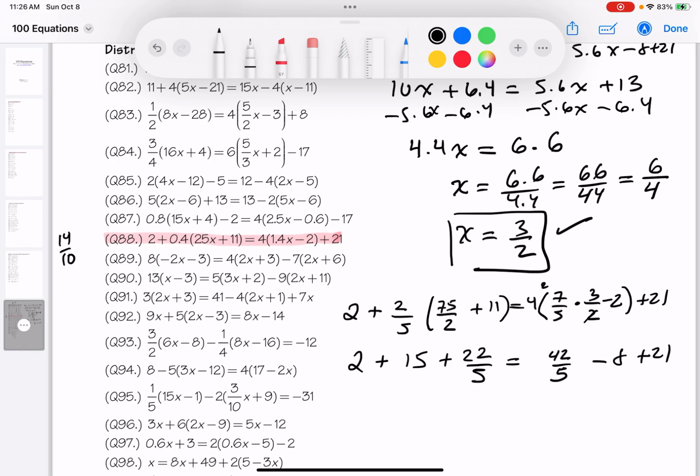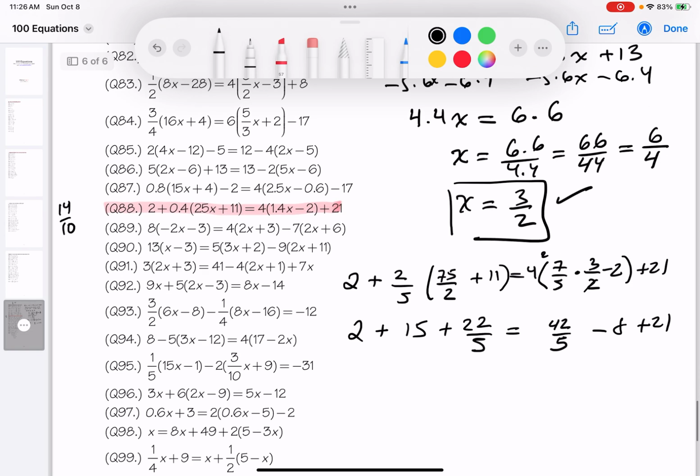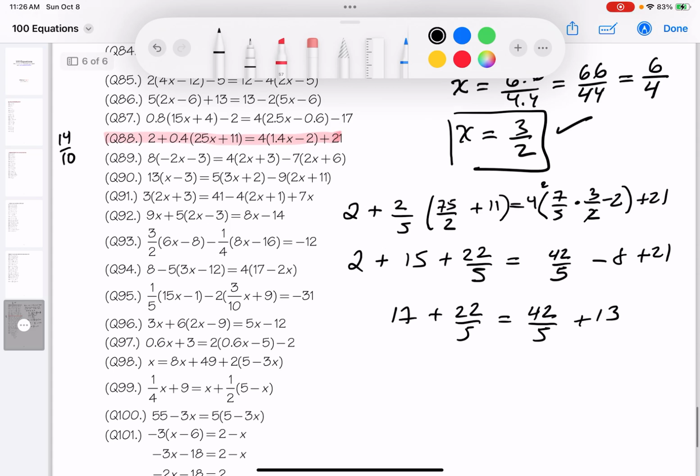All right. Let's keep going. 17, 22/5, 42/5, minus, no, plus, I'm sorry. And that's going to be, whoops, I didn't mean to do that part. We'll get there, though. Plus 13. Let's get fifths down again. Boy, it looks like a deja vu, doesn't it? That's 50 and 35, 85. Plus 22. I did that before, didn't I?